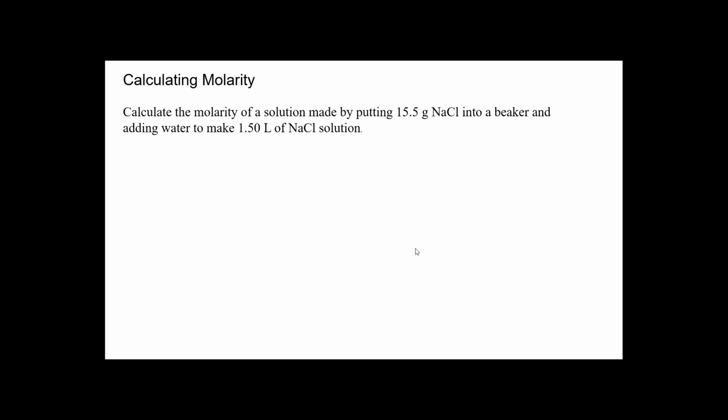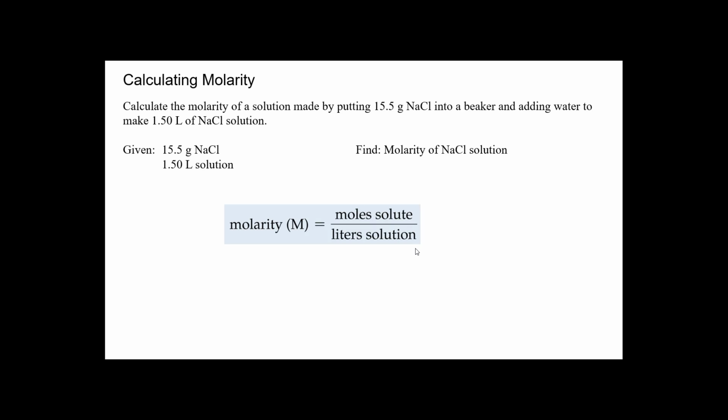Let's do some examples. Calculate the molarity of a solution made by putting 15.5 grams of sodium chloride into a beaker and adding water to make 1.5 liters of solution. So what do we have? We have 15.5 grams of sodium chloride. We're also told that we want the solution to be 1.50 liters. So what we need to do is find the molarity, and we do that by using this equation. It's molarity, with a capital M, and it's moles of solute over liters of solution.